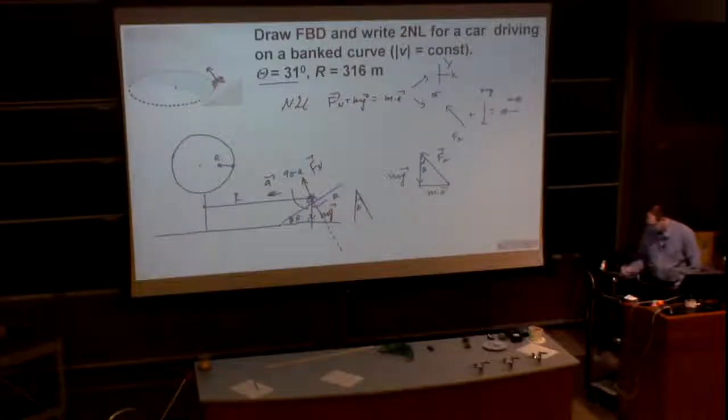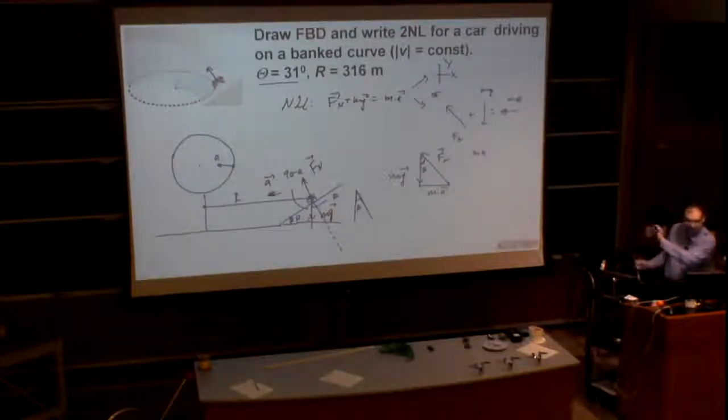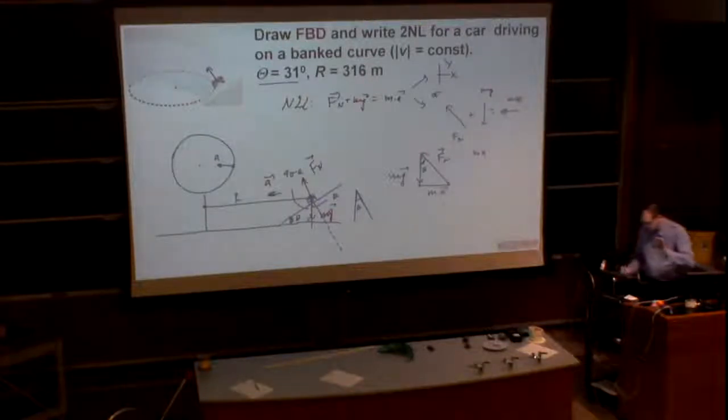Done. All we have to do now is just write a couple of geometrical equations. For example, ma, you see, I dropped the little arrow. Now I'm using magnitudes. ma over mg is equal to tangent of this angle. Or mg over normal force is equal to cosine of that angle, which brings us to the expression for the normal force, mg over cosine of that angle.